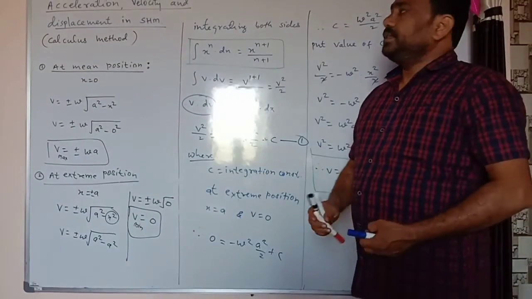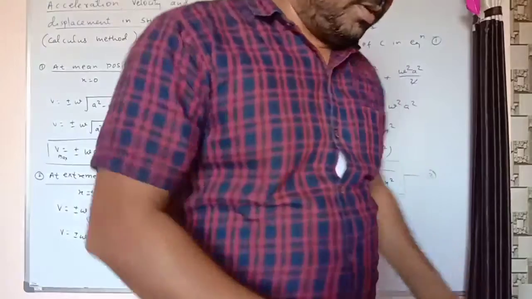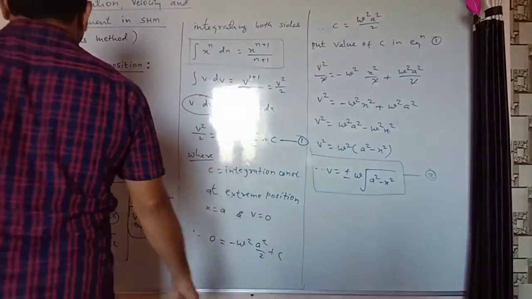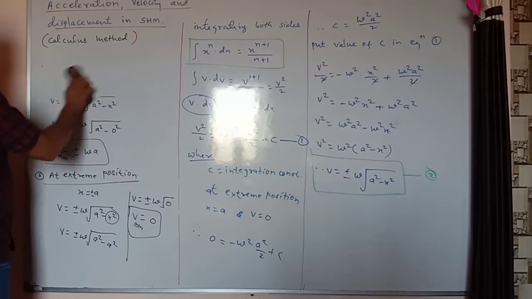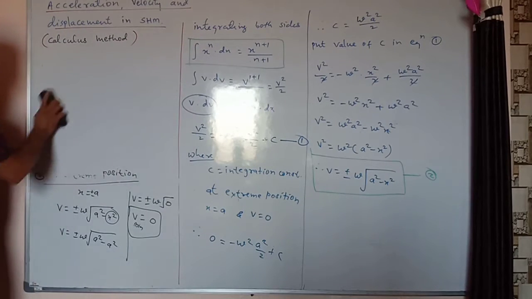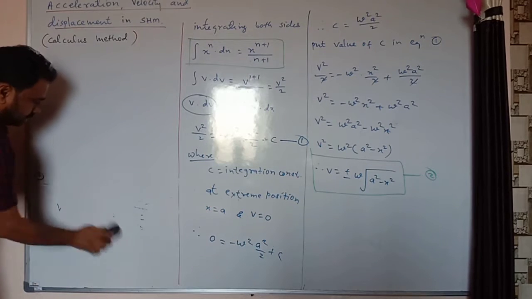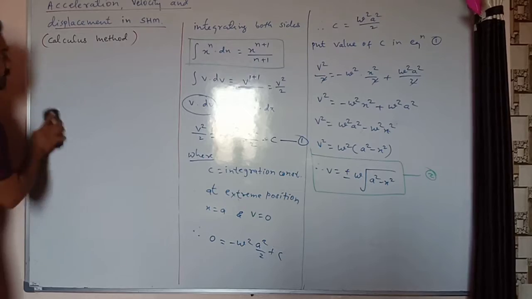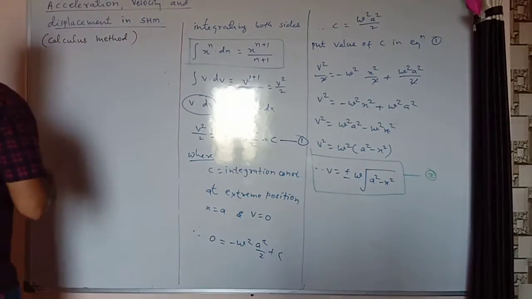Hello, good morning students. So today we have to discuss displacement by using the calculus method. In our previous videos we have seen that velocity is exactly equal to plus minus omega under root a square minus x square. So let us start to derive the displacement.